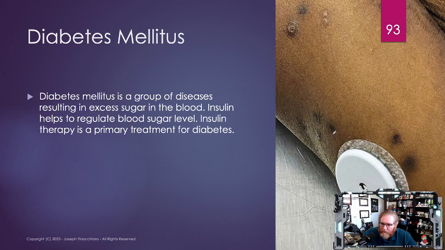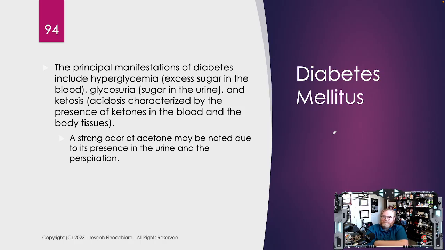Deep breath. Almost done. Diabetes mellitus. Diabetes mellitus is a group of diseases resulting in excess sugar in the blood. Insulin helps to regulate blood sugar level. Insulin therapy is a primary treatment for diabetes. The principal manifestations of diabetes include hyperglycemia, which is excess sugar in the blood, glycosuria, which is sugar in the urine, and ketosis, acidosis characterized by the presence of ketones in the blood and the body tissues. A strong odor of acetone may be noted due to its presence in the urine and the perspiration.